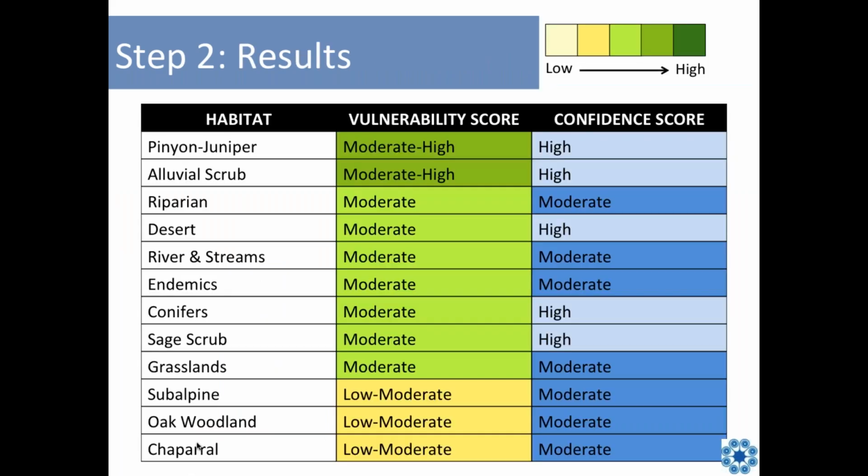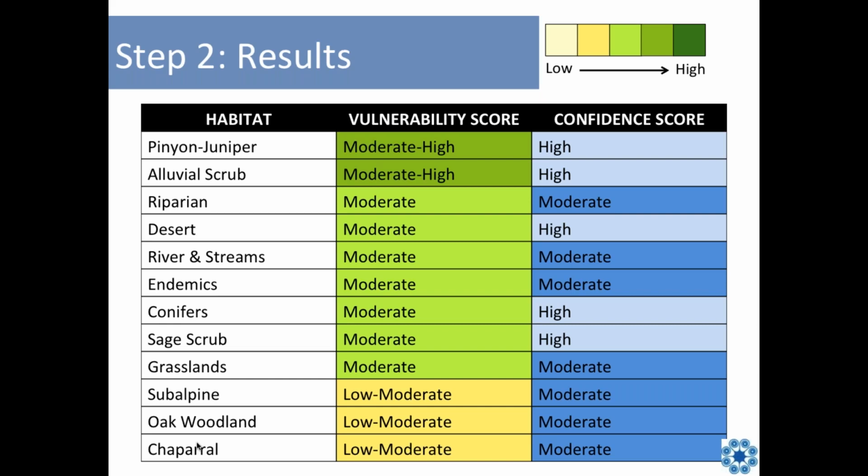So as I mentioned, one benefit of vulnerability assessments is they allow us to see which habitats are most vulnerable. So here I have summarized the relative vulnerability rankings for our different habitats as we went through this assessment. You can see that there's a range of final vulnerability rankings from moderate high vulnerability for two of our habitats, pinyon juniper and alluvial scrub, all the way down to low moderate vulnerability for several others, including subalpine, oak woodland, and chaparral.